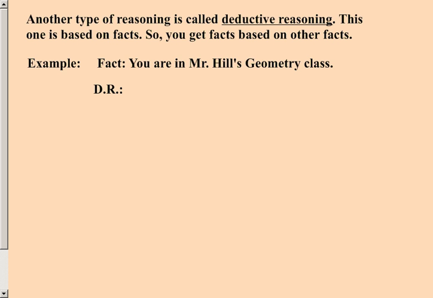Now by deductive reasoning, we can make other statements that may be completely unrelated to the first statement, yet it is information from the first statement that allows us to make the second statement. And a second statement might be, okay, let me think about what I know. Mr. Hill teaches at Odessa High School. So if that's the case, then you, listening to this video, you are a Bronco.